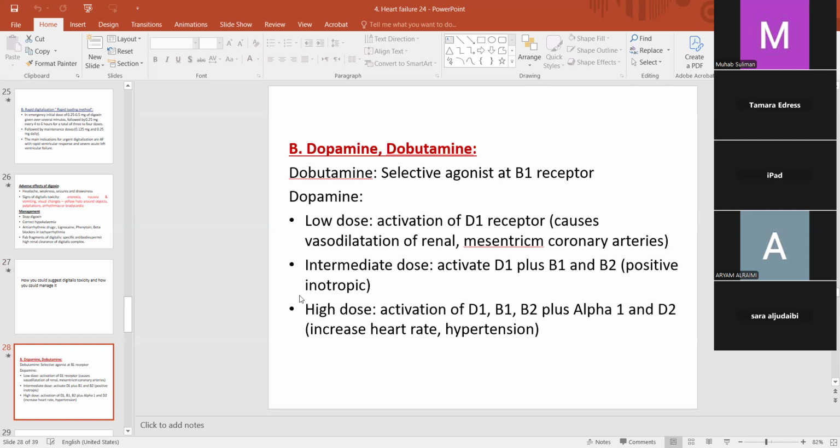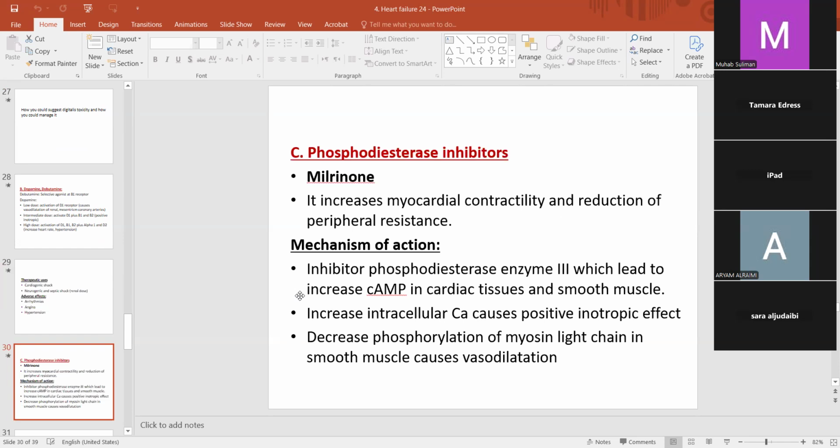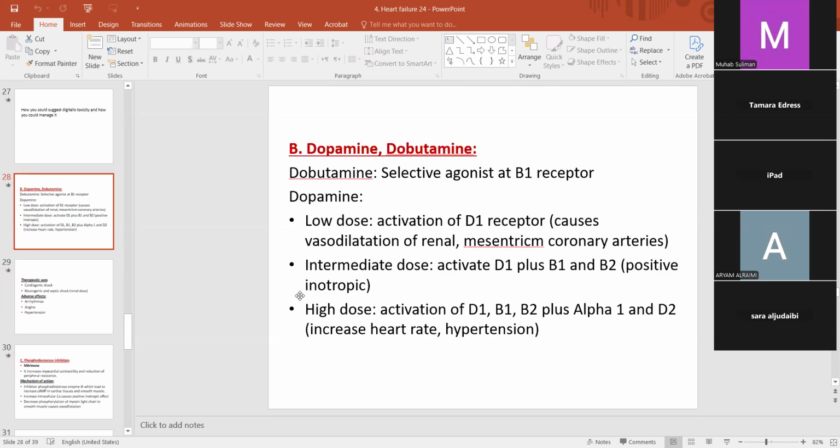Digoxin, as we said, is the drug used in chronic heart failure. In acute heart failure, we have inotropic drugs, which are highly and rapidly effective. We have dopamine and dobutamine, and we have what are known as phosphodiesterase inhibitors, like milrinone.